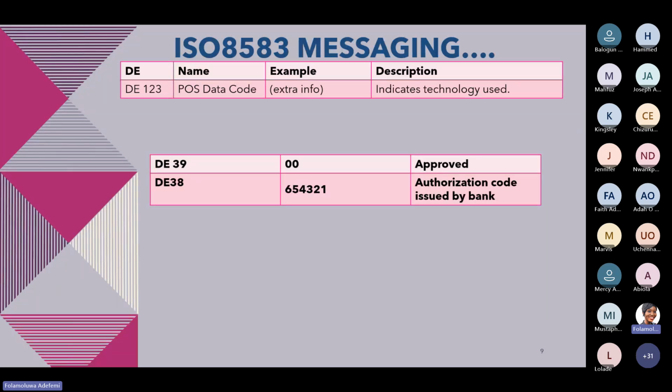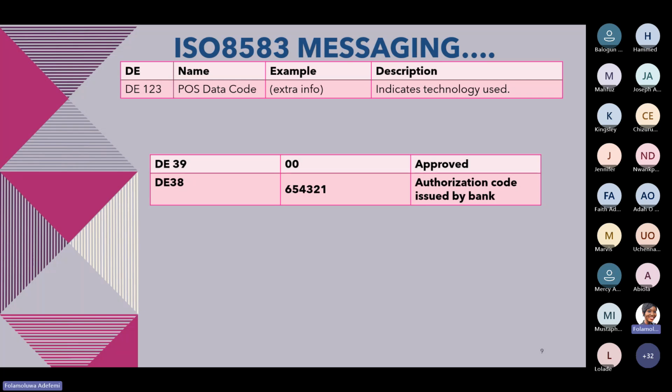So it pretty much serves the same purpose as the POS entry code and the POS condition code. It specifies the kind of terminal that was used. It specifies whether it supports EMV, contactless or PIN. Speaking to terminal now, it specifies the data entry method, and it specifies the terminal location or environment. So it's kind of a combination of all those other codes that we had discussed earlier, and some.